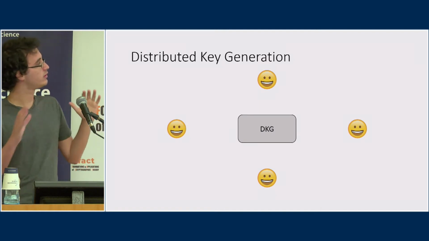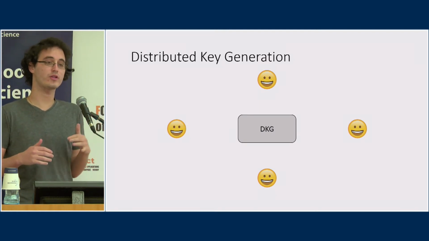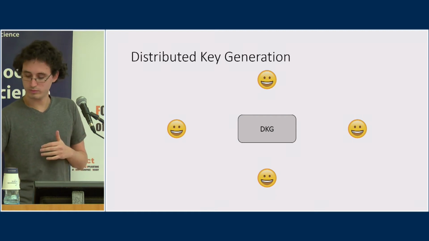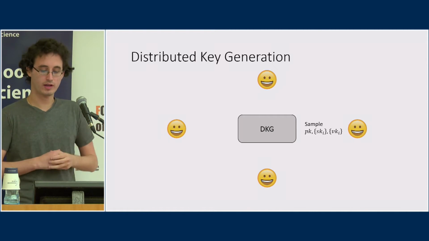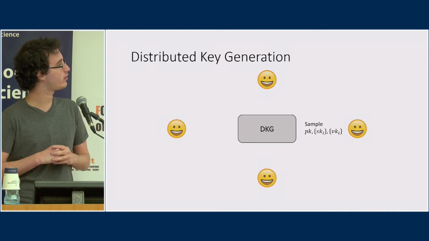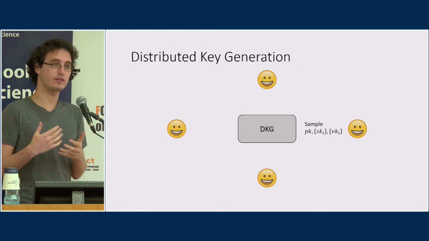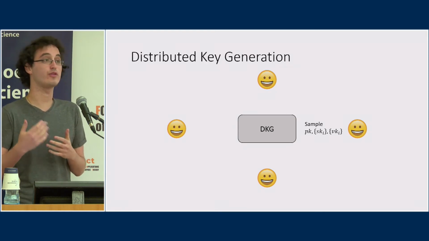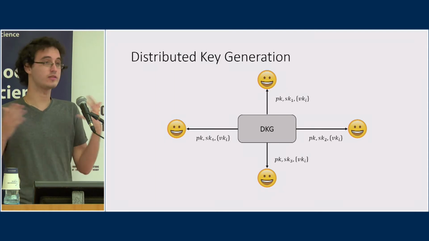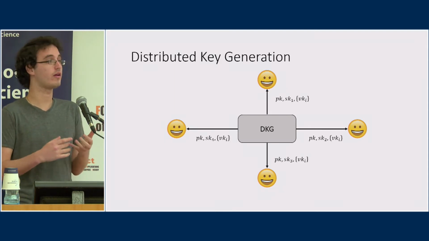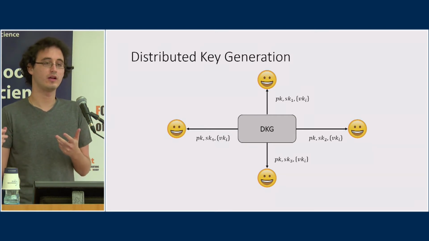So here's a schematic for a DKG, a distributed key generation protocol, specifically for threshold signatures. In a DKG, the black box DKG protocol samples a public key, a secret key or a signing key for each party, and a verification key. And then it just sends each party the public key, their specific signing key, and the verification keys for everybody.